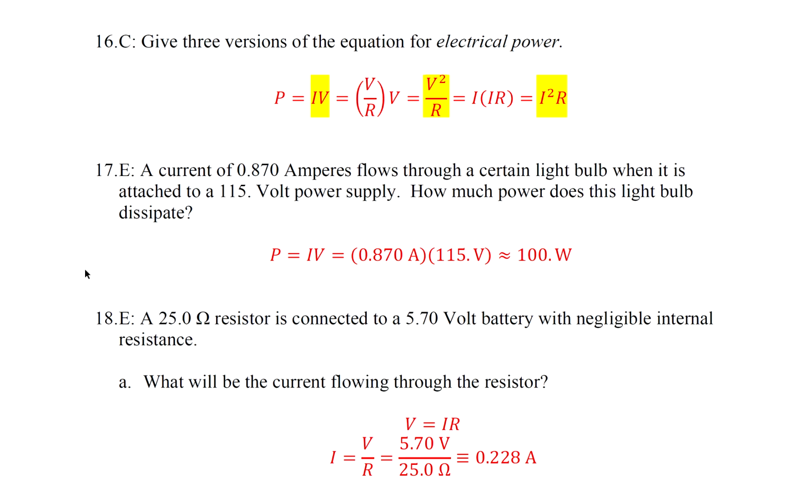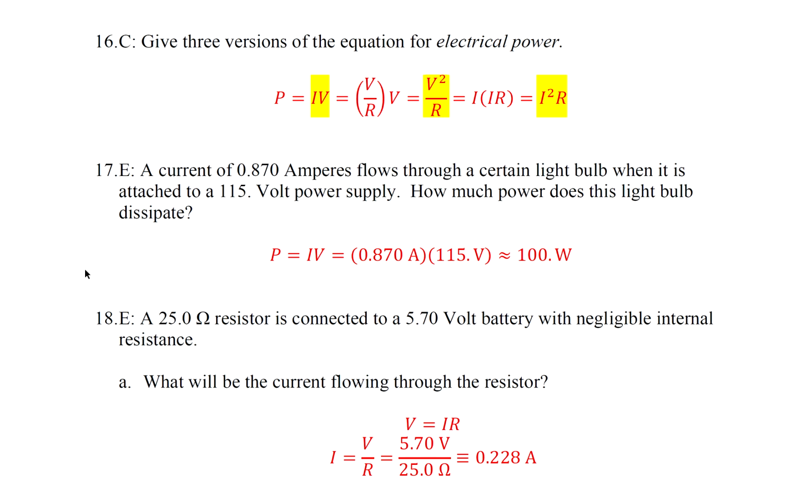Question 16, give 3 versions of the equation for electrical power. So P equals IV. We know V equals IR, so we could just substitute V equals IR or I equals V over R to get these 3 different equations for electrical power highlighted in yellow.